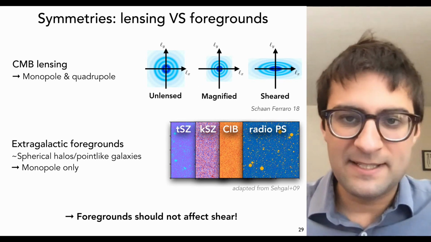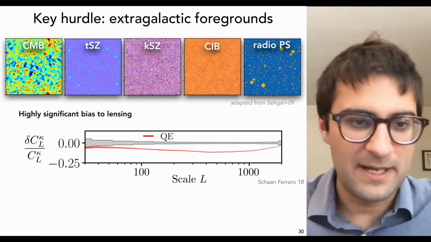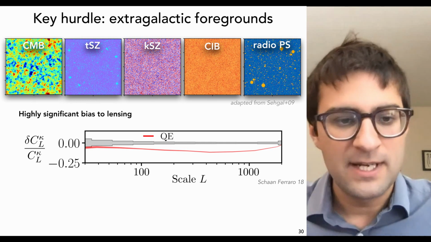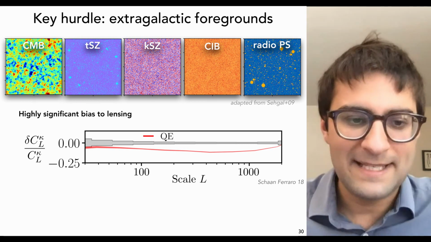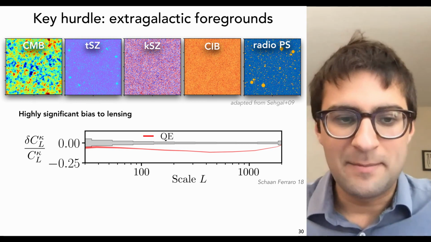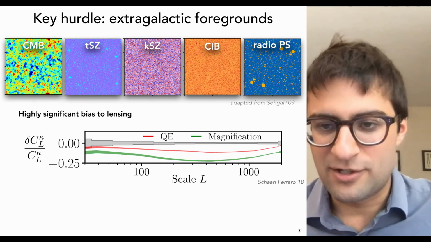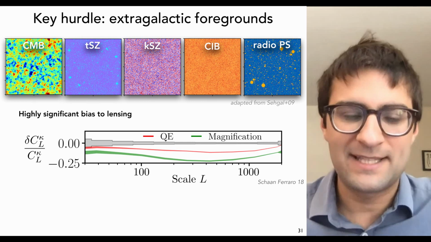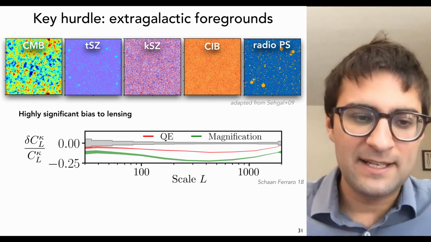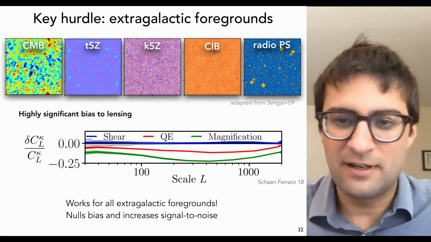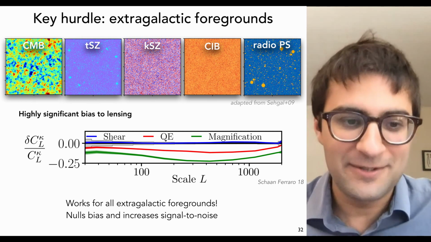To test these ideas, we look at realistic simulations of these foregrounds from Nilima Sehgal and collaborators. You've seen this plot already of the standard bias. And if instead you look at the magnification-only CMB lensing estimator, what you find is an even larger bias, as you would expect, because foregrounds look most like magnification. And if, on the other hand, you look at only the shear part of the CMB lensing, what you find is that the biases are really significantly nulled.